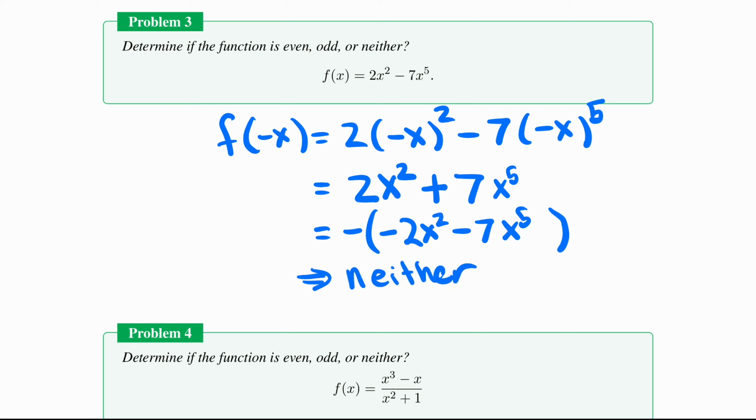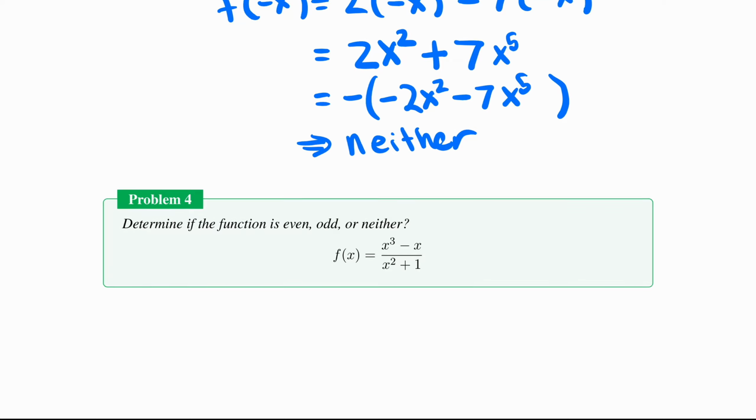So let's summarize what we did. Plug in a negative x. We first determine if it's even, and if it's not, then we determine if it's odd, and if it's not, then the answer is neither. Let's do another example.